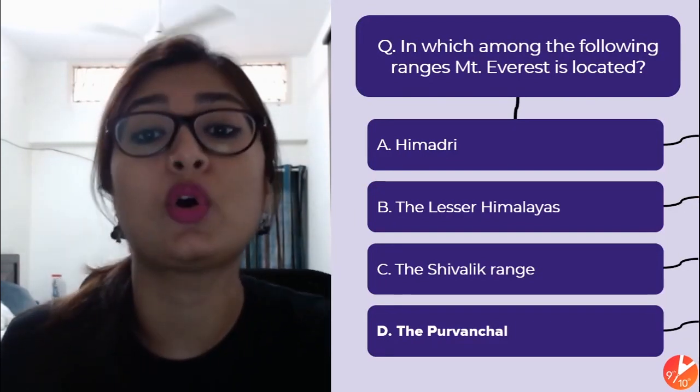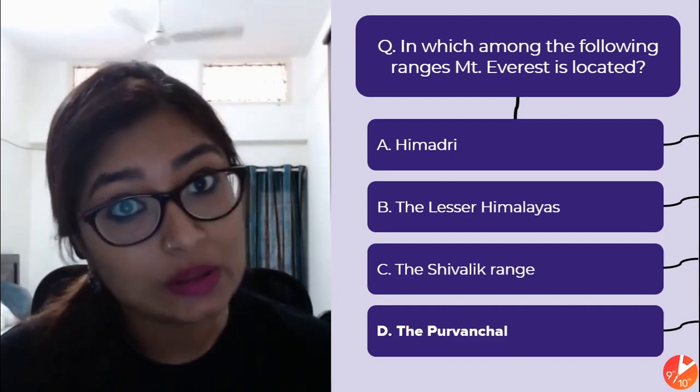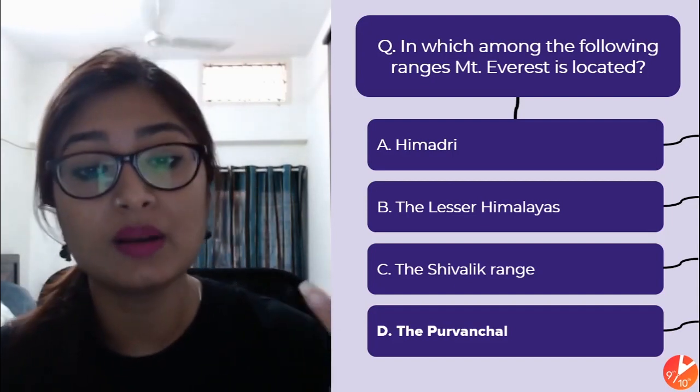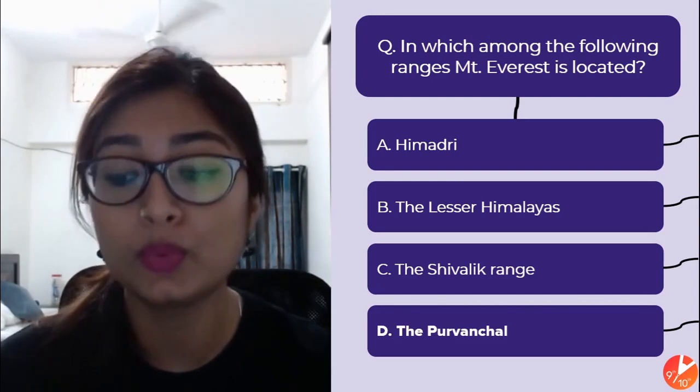Let's have a quick look at the homework question. In which among the following ranges is Mount Everest located? Himadri, the Lesser Himalayas, the Shivalik range, or the Purvanchal?